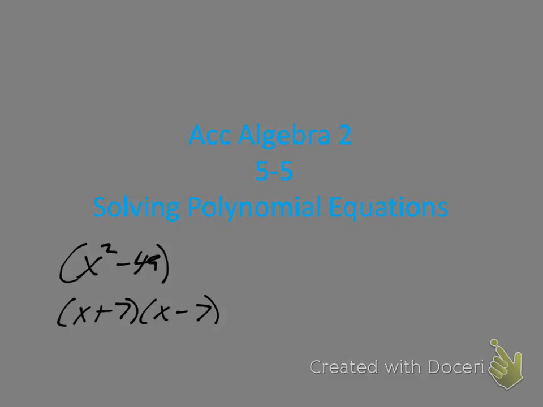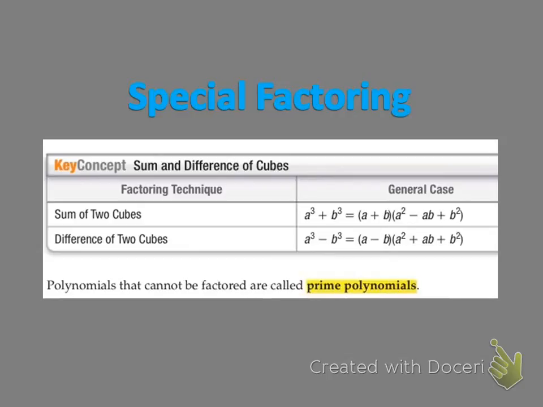Now, there is no such thing as sum of squares. Remember that? We had mentioned that before. There's no such thing as sum of squares. We are now moving into cubes, and factoring sum and difference of cubes. The way you do so is what is over here underneath the general case: a cubed plus b cubed, a cubed minus b cubed. Very similar to how you do difference of squares.